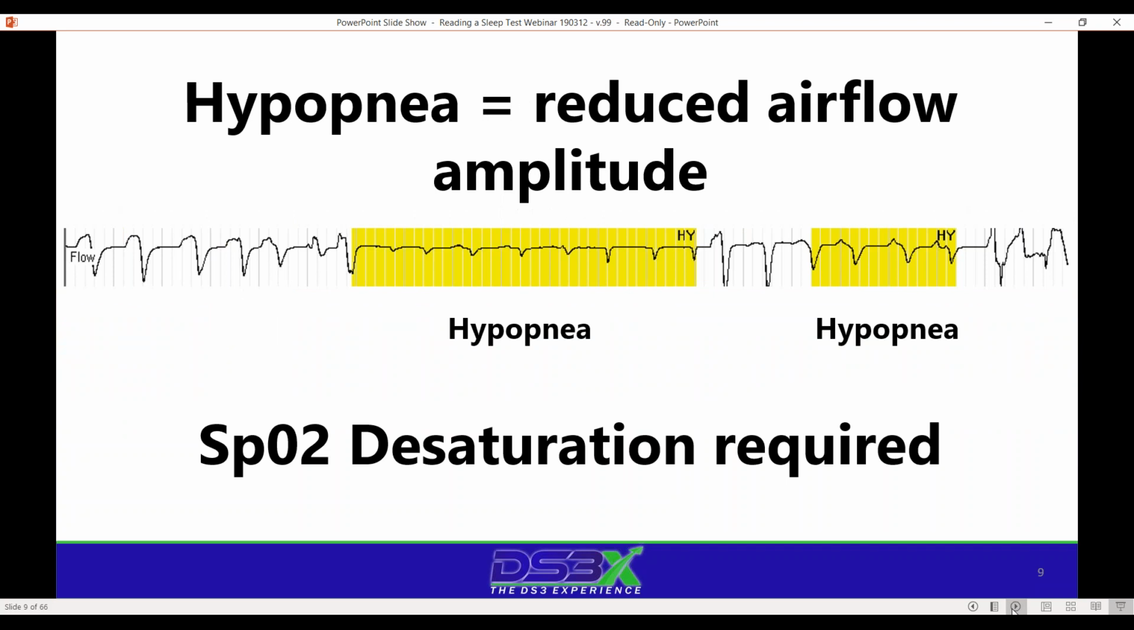It's similar to an apnea, but at least we still have some air movement. I like the analogy, Guy: instead of breathing through 10 straws, I'm just breathing through 2 straws.